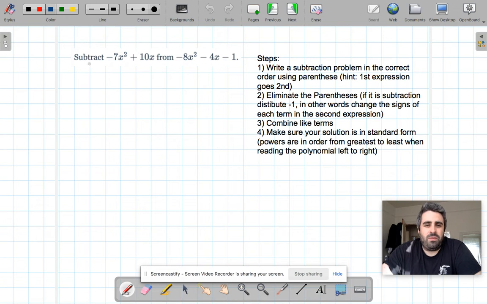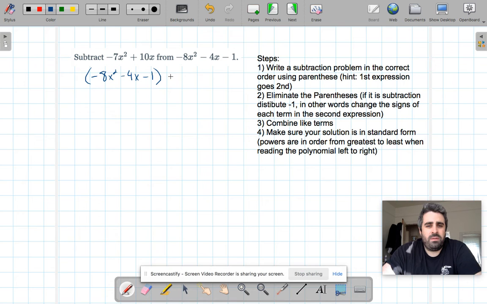So the first thing is if it's written in a sentence format where it says subtract negative 7x squared plus 10x from negative 8x squared minus 4x minus 1, you first should write this out using parentheses. The trick here is that the first expression is always subtracted from the second expression. You're taking this away from negative 8x squared minus 4x minus 1.